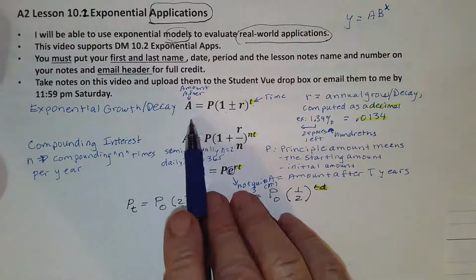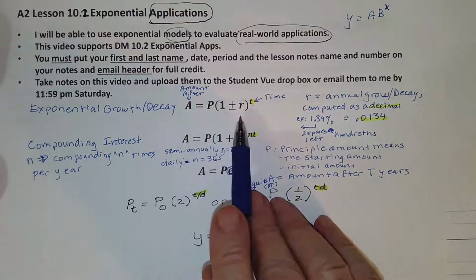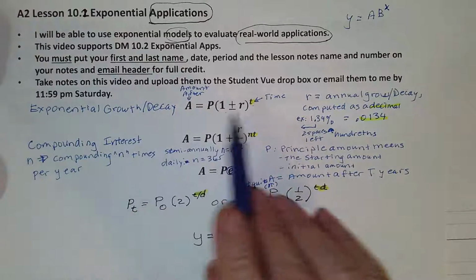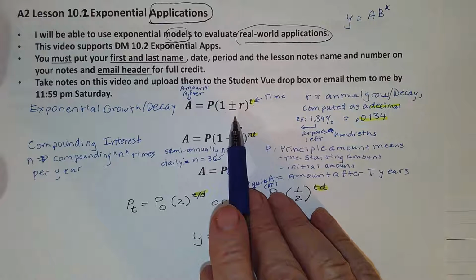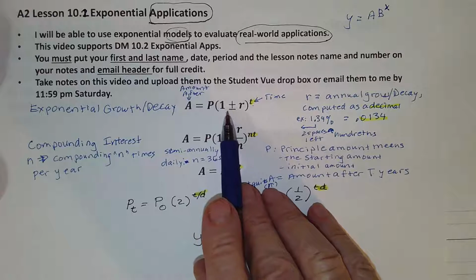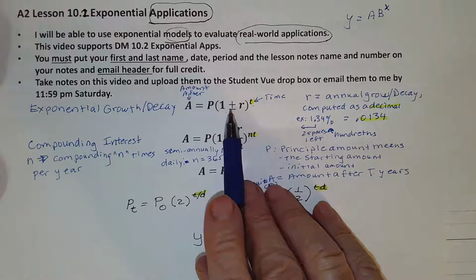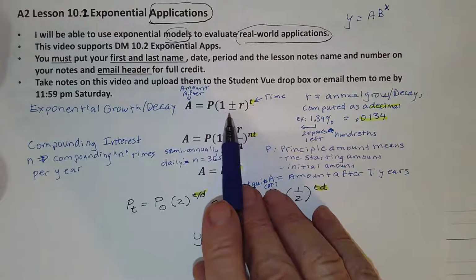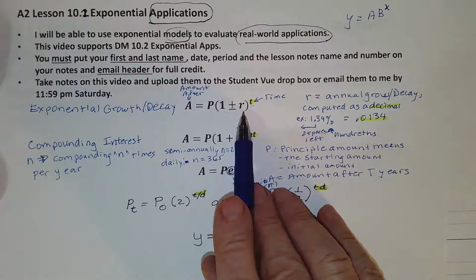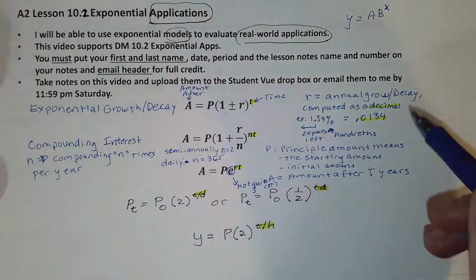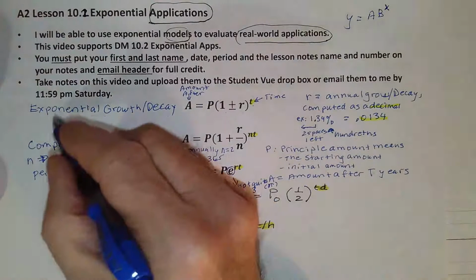Now the first equation here is for either exponential growth or decay. So you'll notice there's this plus and minus here. What that means is that if you have 1 plus r, you're going to have exponential growth. If you have 1 minus r, you're going to have exponential decay. And this is something that is computed annually. So this is an annual thing.